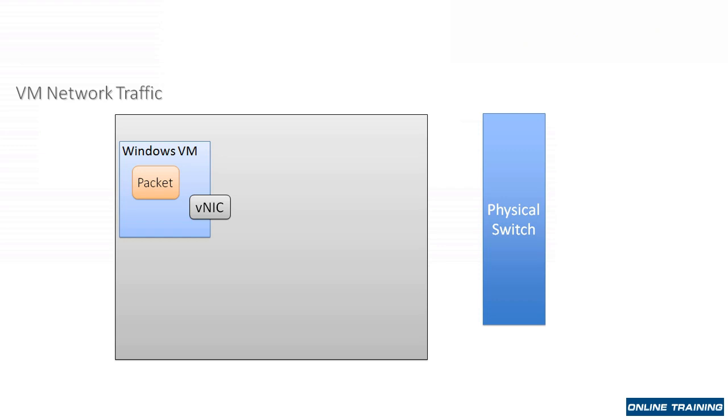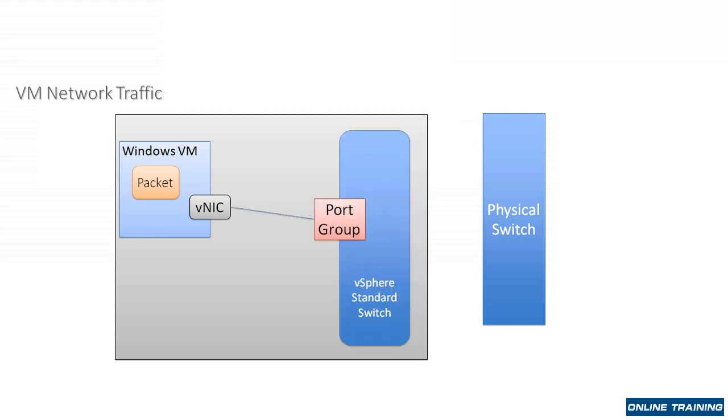So Windows sends some packet to the virtual NIC, and my virtual NIC, just like a physical NIC would, needs to connect to a switch. Right? So our virtual machines will connect to a virtual machine port group on a virtual switch. And the port group is used to define settings like VLAN membership and security policies and stuff like that.